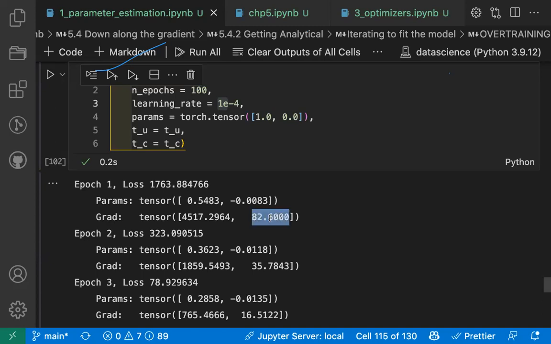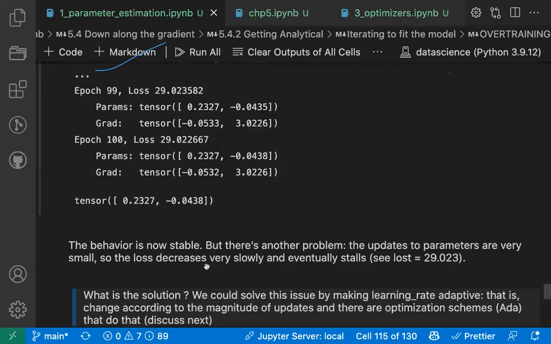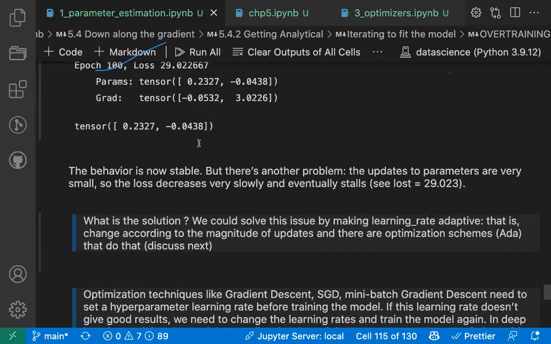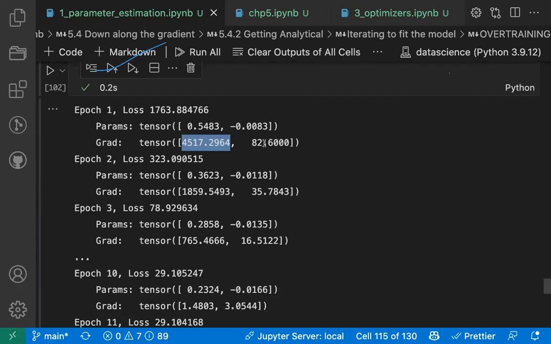So what is the solution? We can solve this by making the learning rate adaptive, that is, changing according to the magnitude of the gradient in the optimizer scheme. If the gradient is large, use a very large learning rate. If the gradient is small, use a small one. So this means we are going to use two learning rates in this scenario, right? This is the solution.